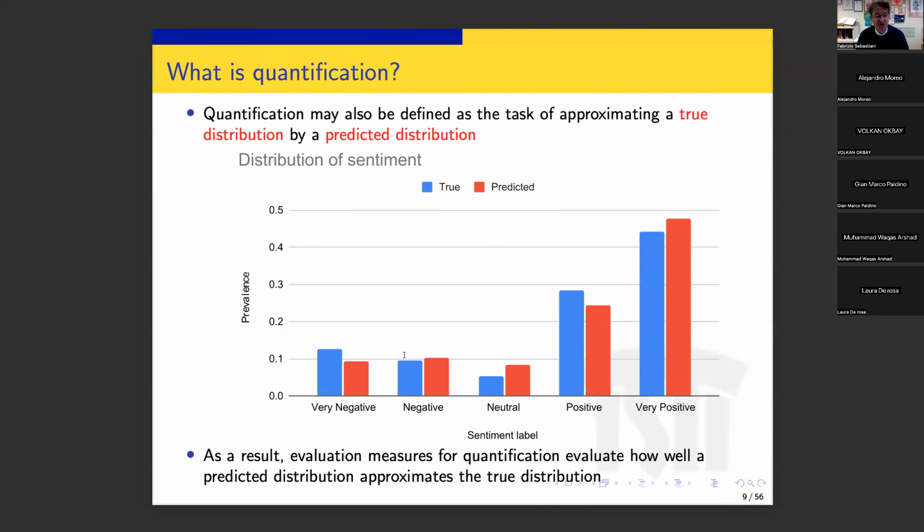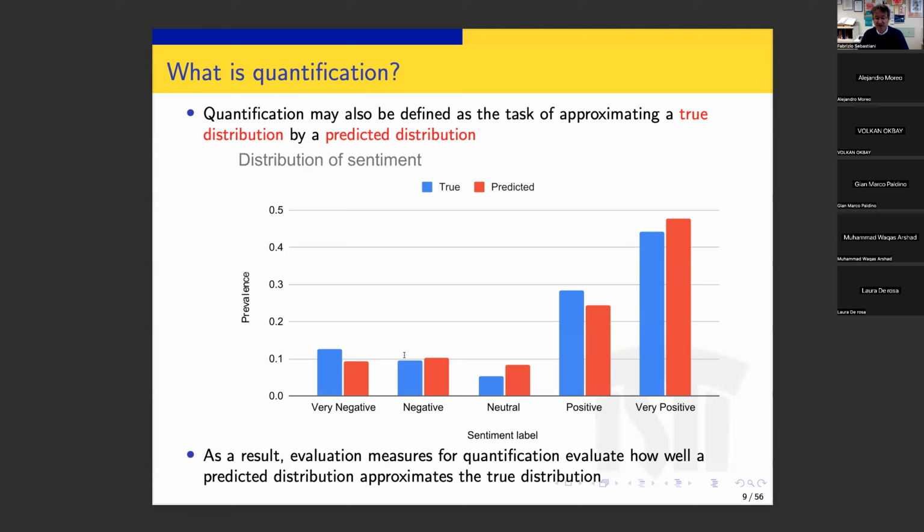Okay, again on the theme of what is quantification. We have defined it as the task of estimating the relative frequencies of classes, which also means that, in a sense, it can be defined as the task of approximating a true distribution via a predicted distribution. Here we have a histogram in front of you, and you might imagine it depicts, say, the product reviews, or the textual comments that have been posted on blogs concerning the Harry Potter saga. Some of the reviews or comments are very negative, some are negative, some are very positive. So this is an ordinal kind of quantification task.